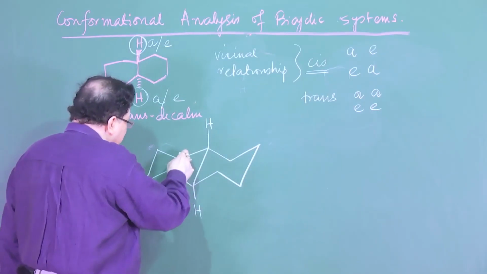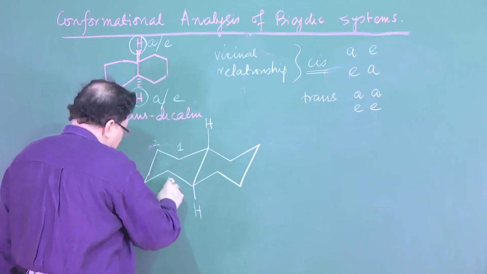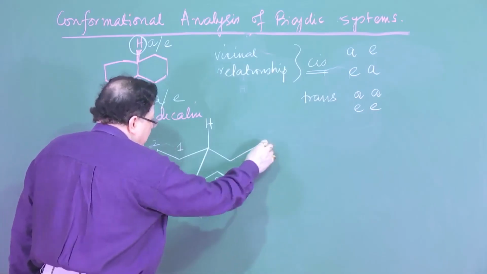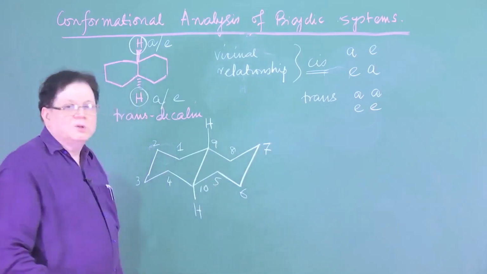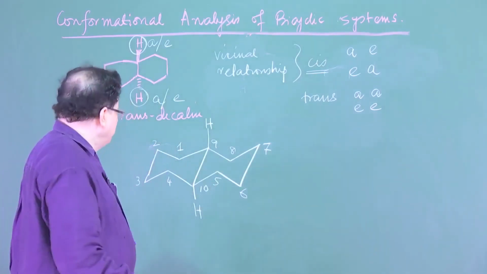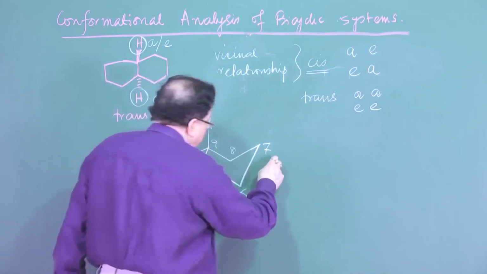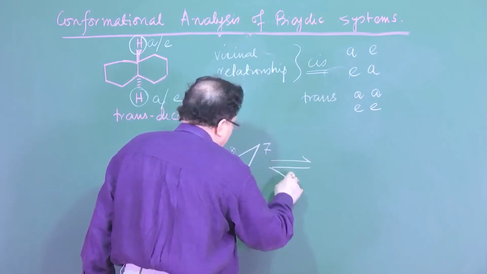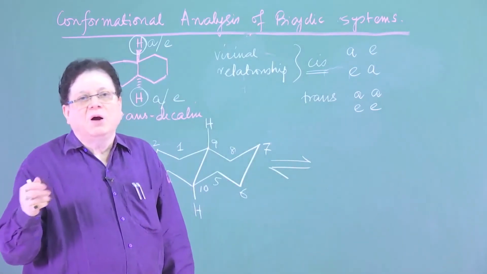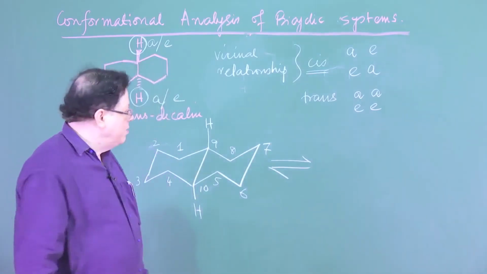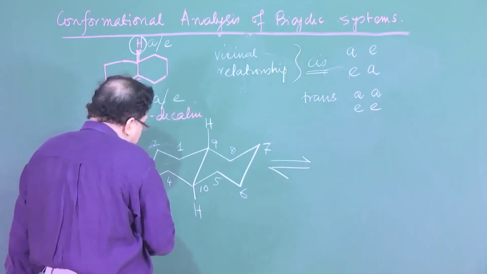Okay. Now, the numbering system in decalin goes like this: 1, 2, 3, 4, 5, 6, 7, 8, 9 and 10. Okay. So, this is the numbering system. So, both this C9 and C10 hydrogens are axial. Now, if you want to get the di-equatorial form, di-equatorial means the C9 and C10 hydrogens occupying a di-equatorial orientation, then what you need to do? You need to flip it. Okay. So, let us do the flipping one by one.